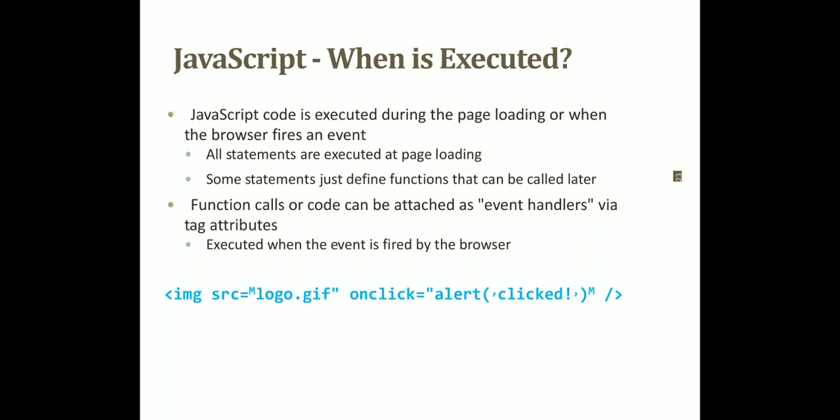Okay. So like in this example we can see here, we have included an image and provided source equals logo.gif, that is a gif image, and onclick alert click. So after clicking, the image will be displayed. That means after clicking, the JavaScript behind it will be executed and it will show you the image.